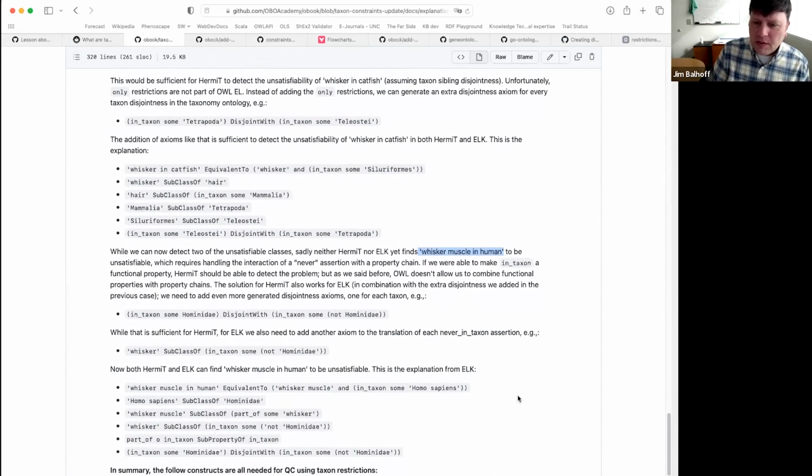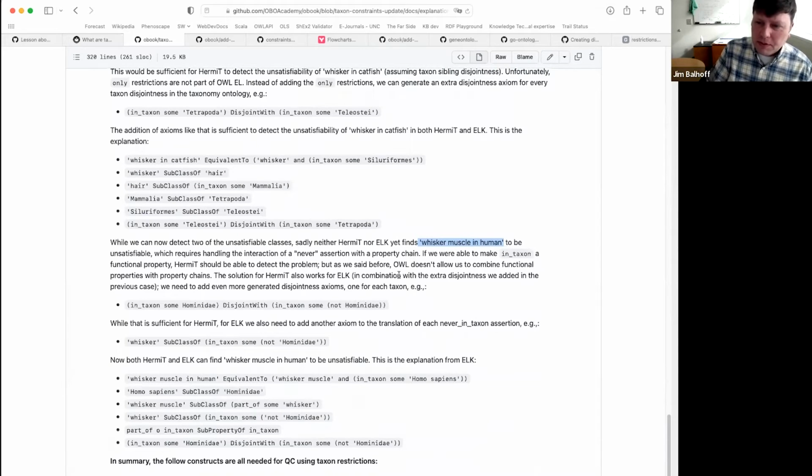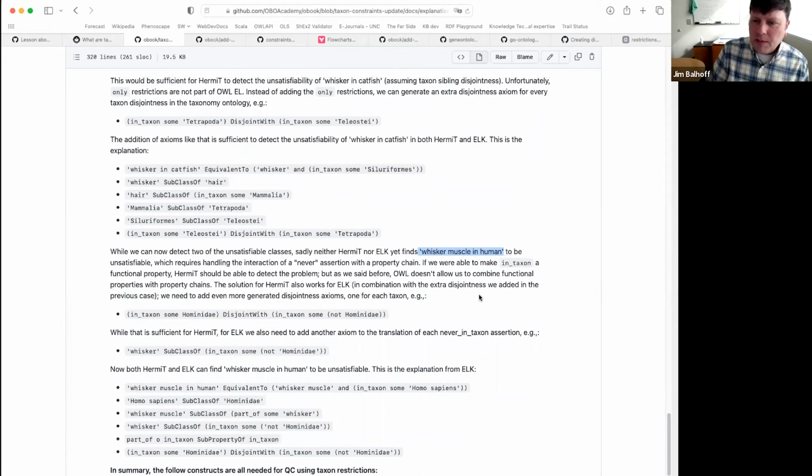So the solution for HermiT also works for ELK. In combination with the extra disjointness we just added up here, we add another disjointness axiom. For every taxon in the taxonomy ontology, we say in taxon hominids is disjoint with in taxon some not hominid. And actually I need to change this, because this is enough for HermiT, but to make it work for ELK, we also need to expand our never in taxon assertion.